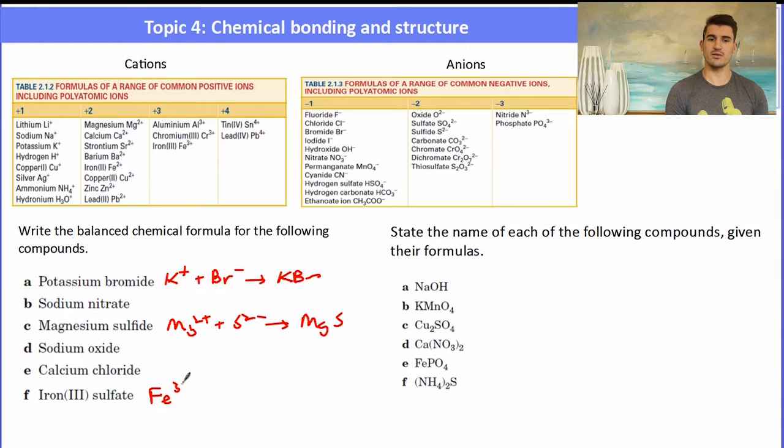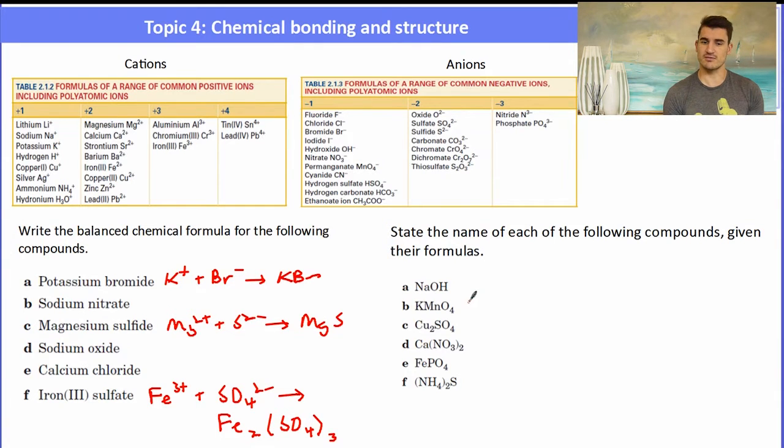Iron 3 sulfate. So we have an Fe3+ and an SO4 2-. They don't nicely balance, so we've got to find a common factor. Our common factor is 6, so we need 2 of the Fe's and 3 of the sulfates. The sulfates must go in brackets because we need 3 of them.